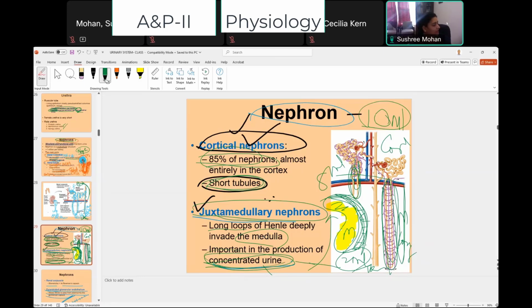So the concentrating part, making the urine thicker and returning the water back into the body, is done by the medullary nephrons. However, more filtration is done in the cortical part because there are more nephrons present structurally in the cortex. I hope it is clear.